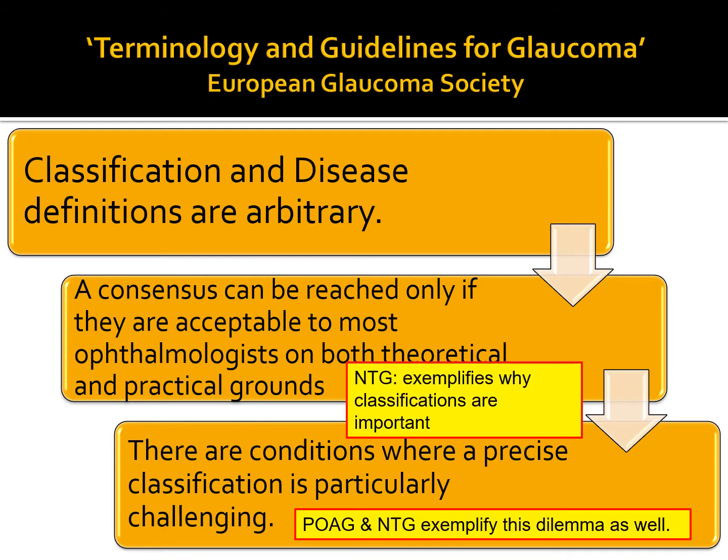But I think of how currently we classify primary open angle glaucoma, or high tension primary open angle glaucoma, and normal tension glaucoma. I think that exemplifies this classification challenge. And in fact, normal tension glaucoma also then exemplifies why classifications are important, because they can drive management options.